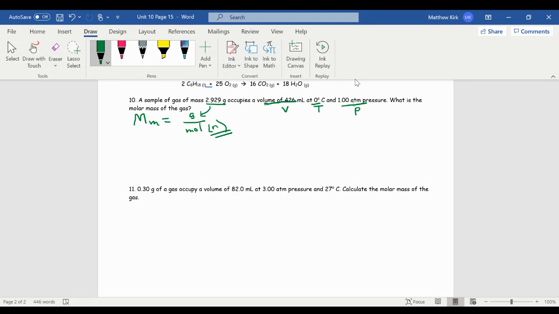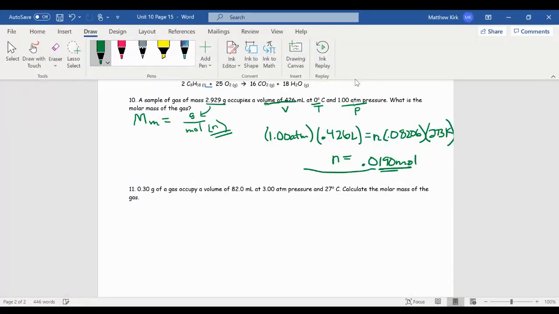So let's plug in. So we have our pressure, 1 atmosphere, we have our volume, and be careful, volume for the ideal gas law needs to be in liters. So divide by 1,000. And that's equal to n, which we're trying to find, R, and then our temperature is 0 Celsius, which is 273 Kelvin. Don't forget, temperature has to be in Kelvin. So 1 times 0.426 divided by, again, put this in parentheses, 0.08206 times 273. And I get my moles as being 0.0190 moles of the gas.